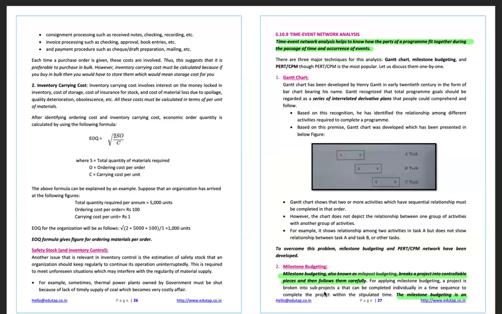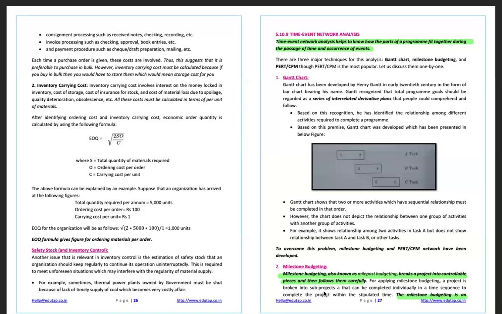The Gantt chart shows that two or more activities which have sequential relationship must be completed in that order. However, the chart does not depict the relationship between one group of activities with another group of activities. For example, it shows relationship among two activities in task A, but does not show relationship between task A and B or other tasks. So it will relate two activities in task A, like 1 and 2, 3 and 4, 5 and 6, but it does not show any relationship between tasks A and B.